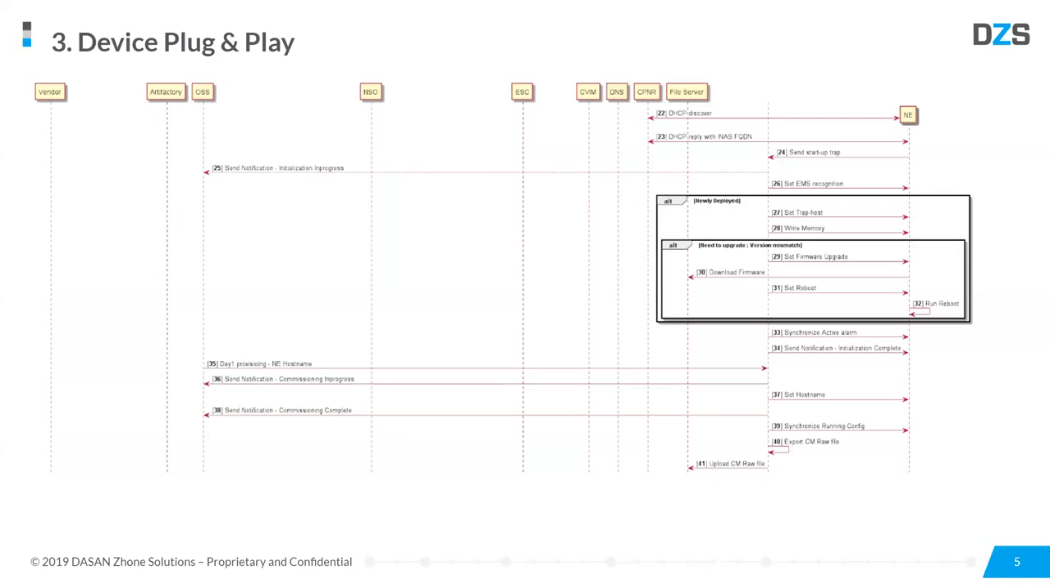After synchronizing the running config, based on that information the INAS will generate the CM low data file inside of our local repository. Then INAS will upload the CM low data file to the FTP server, and this file is shared and will be used by the OSS. So this is our plug and play sequence, from the instantiation of EMS to the flow switch deployment.